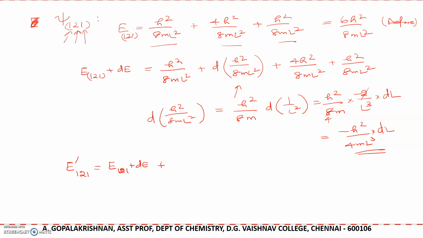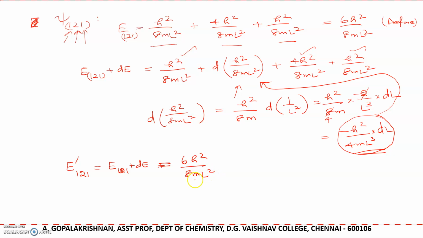So we have to substitute this energy here, then add everything. Listen, here I have h square by 8 ml square, 4 h square by 8 ml square, again 1 h square by 8 ml square. If you add, you will get 6 times h square by 8 ml square. We know that this is the energy before distortion. Then the change in energy due to distortion is minus h square by 4m L cube into dl.